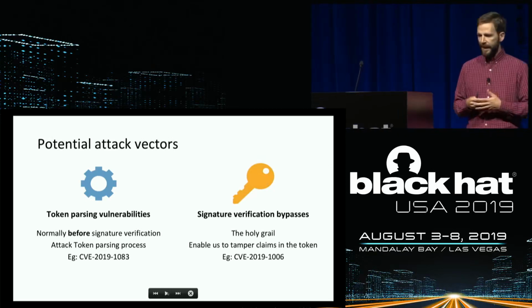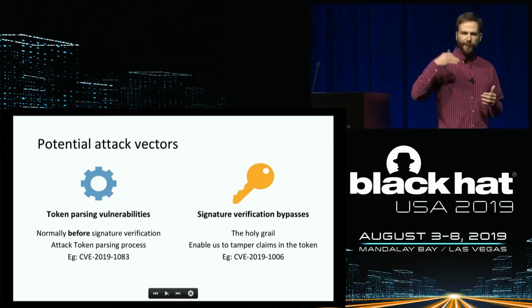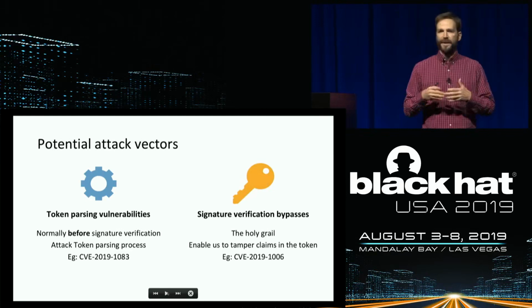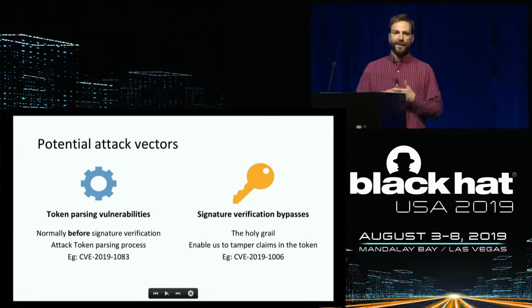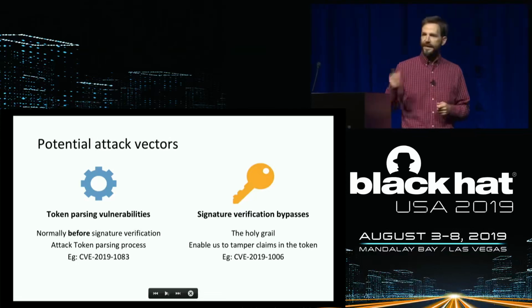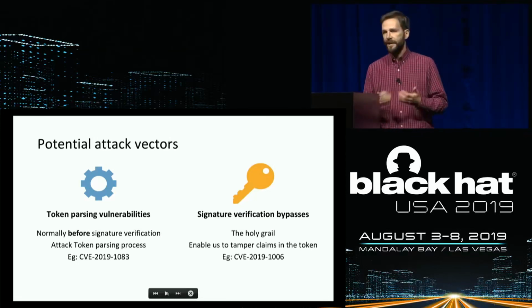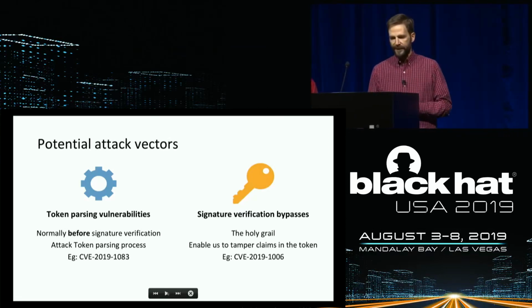The second vector is: what if we can go one step further and actually try to bypass the whole signature verification altogether? If we can do that, we can basically craft any authentication token for any arbitrary user, present that to the service provider, and get it accepted as a valid token. So we will start with the token parsing vulnerability that we found in .NET.